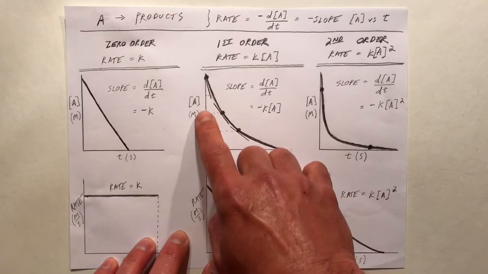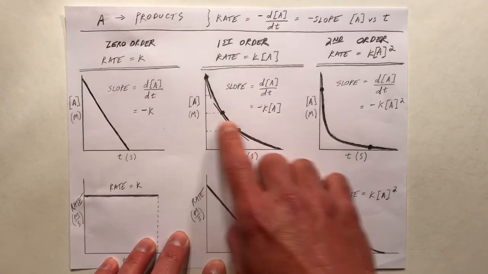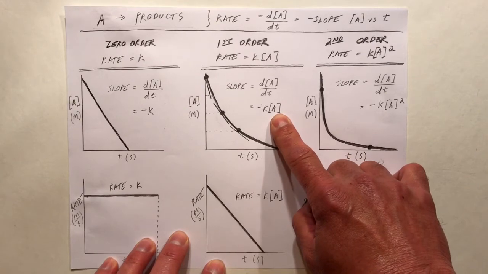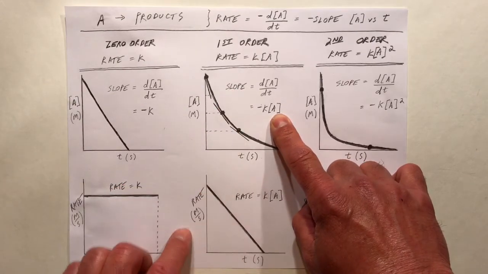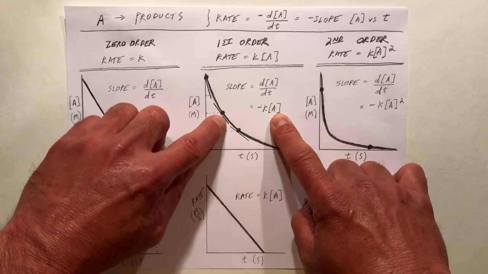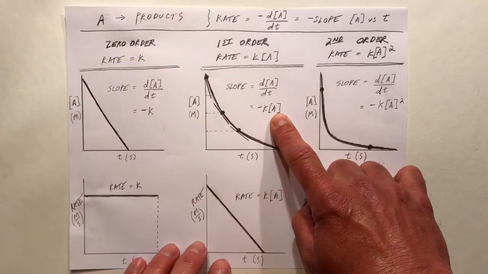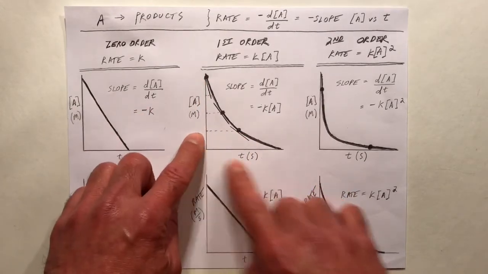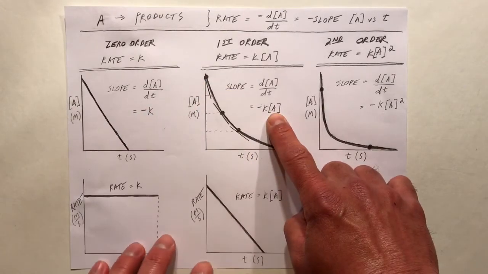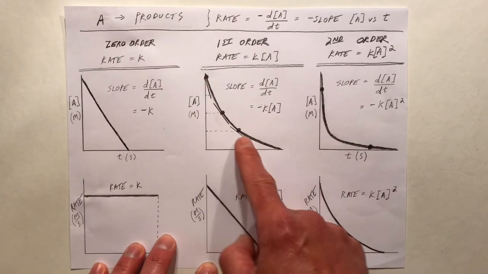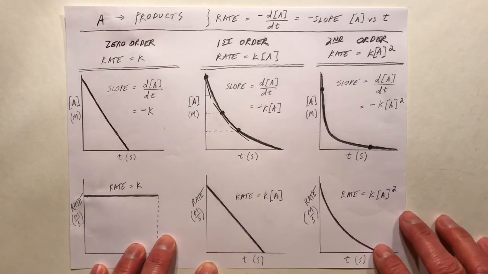If we go halfway down the concentration axis, we have concentration diminished by 1/2. The slope would diminish by 1/2. It would be half as steep of a slope here as it was there. And if we go down to 1/4 of that initial concentration, the slope should diminish by 1/4. So we would see a curved line when we have a changing slope there.